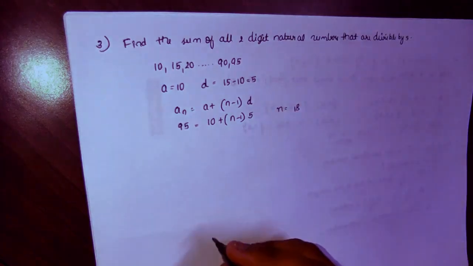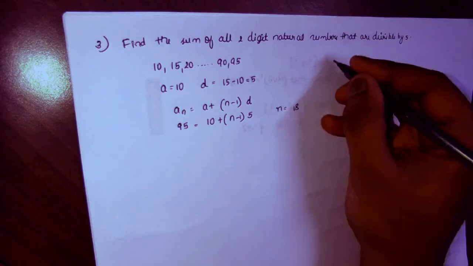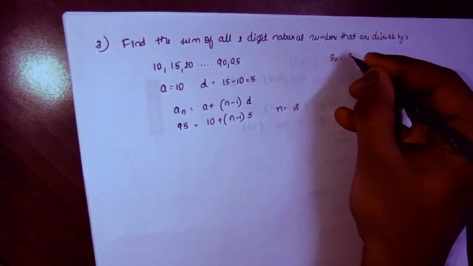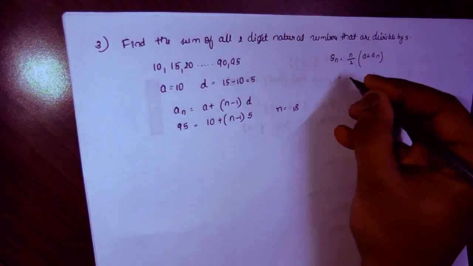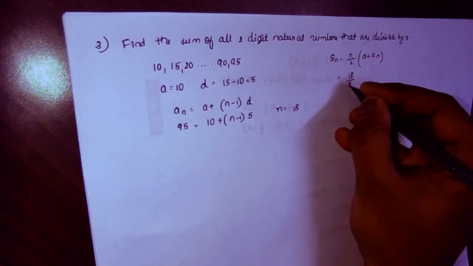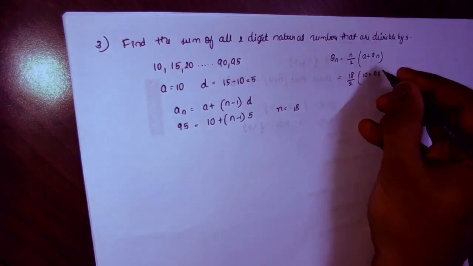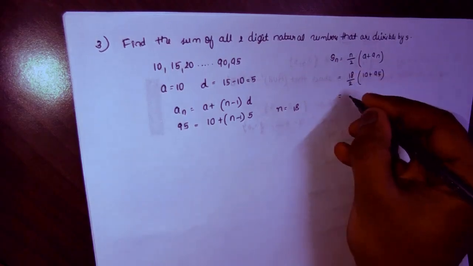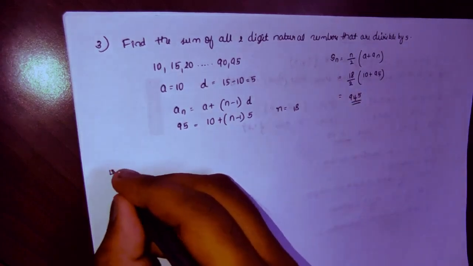Now we have to find the sum. To find the sum, the formula is Sn equal to n by 2 into (a plus an). We know the value of n, that is 18 by 2. The first term is 10 and an is equal to 95. By solving this we get the sum, that is 945. We will go to the fourth question.